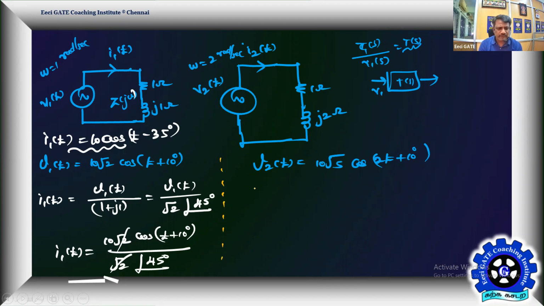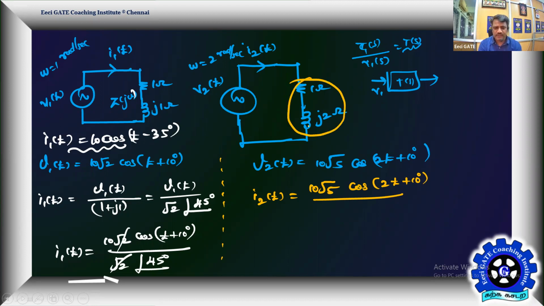Yes, get I2 of t. I2 of t will be, it's helping you for the second part also, I guess, by giving root 5. So 10 root 5 cos(2t plus 10 degrees), the whole divided by the impedance, 1 plus j2. It's Ohm's law only, voltage divided by the impedance. Put 1 plus j2 in polar form: 1 squared plus 2 squared, it's going to be root 5.